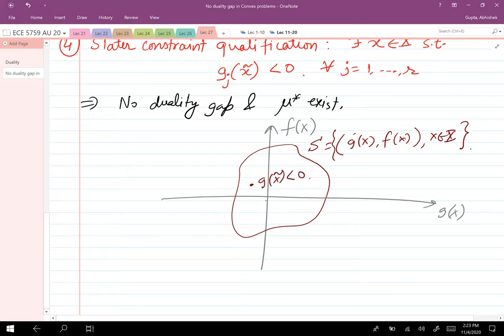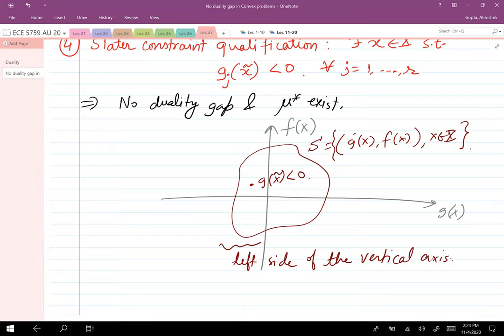So you have some part of the set which is on the negative side of the horizontal axis, so some part of the set S has to be on the left side of the vertical axis. There has to be something on the left side of the vertical axis. Okay, so that's the meaning of Slater constraint qualification.